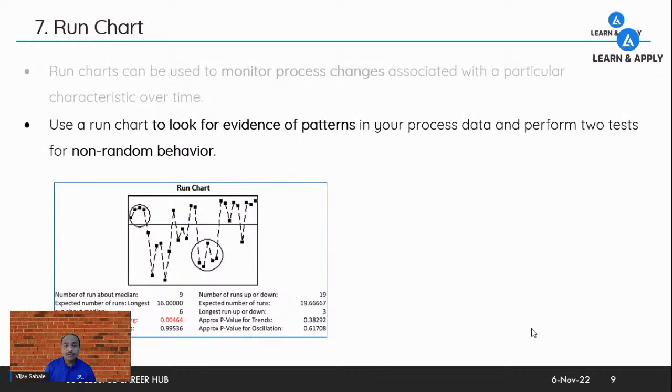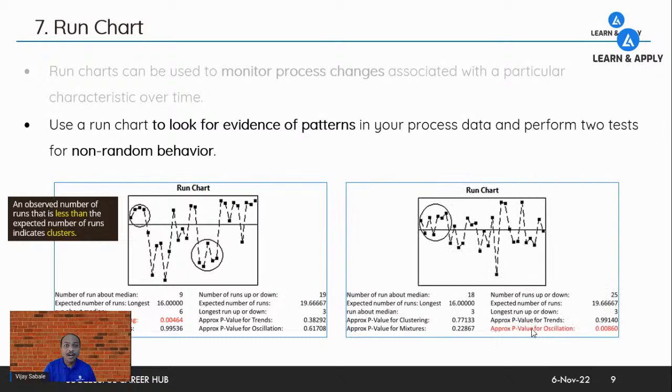Use a run chart to look for evidence of patterns in your process data and perform two tests of non-random behaviors. Based on the shape of this run chart, we can see whether the points are clustered, whether they show mixtures, trends, or oscillation, and based on that we can say whether there is a random or non-random pattern in your data. This is again a powerful tool, and it is also used in line with control charts if you want to see non-random patterns in your data.